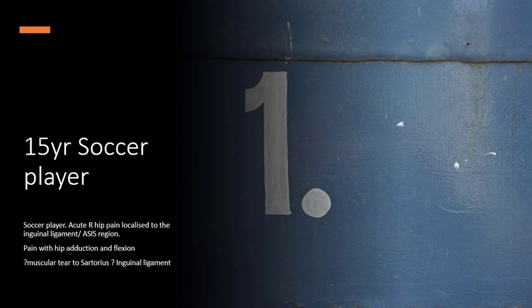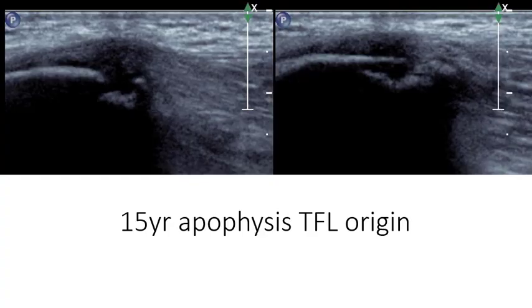So here are the findings. We examined the ASIS, which is the attachment site for TFL, tensor fasciae latae, and also sartorius, a little more anterior to this image. But in both longitudinal images, you can see the apophysis is quite irregular, and this can be a normal finding because while the fusion at the apophysis occurs somewhere from 13 to 15 years, it doesn't actually complete until the age of 21.